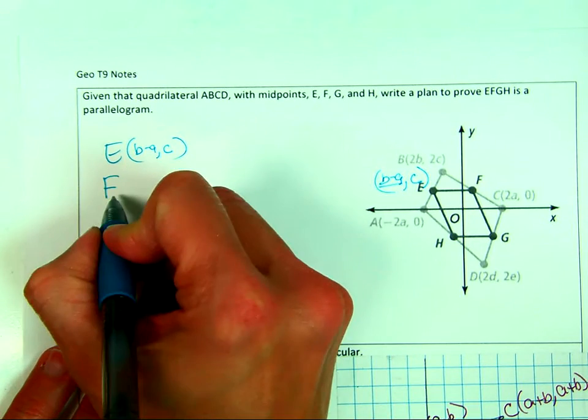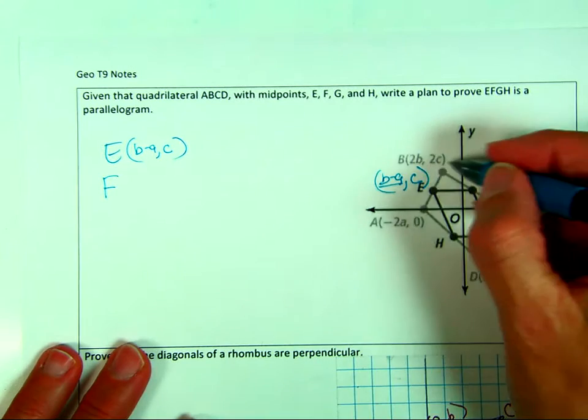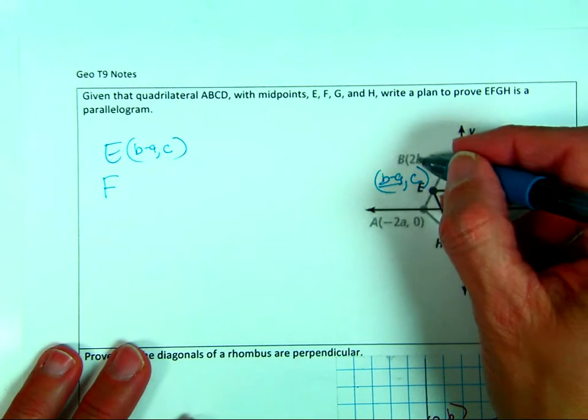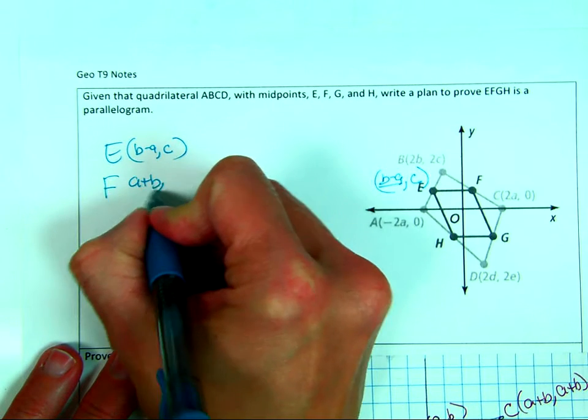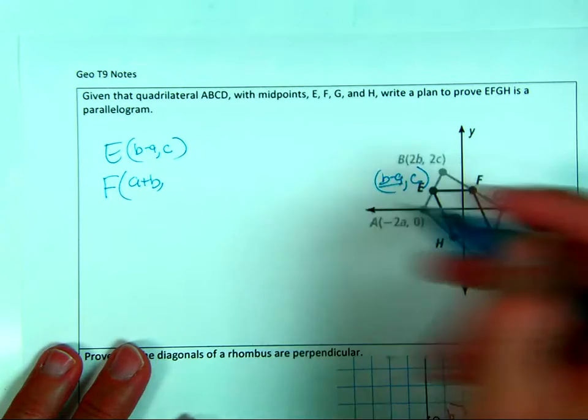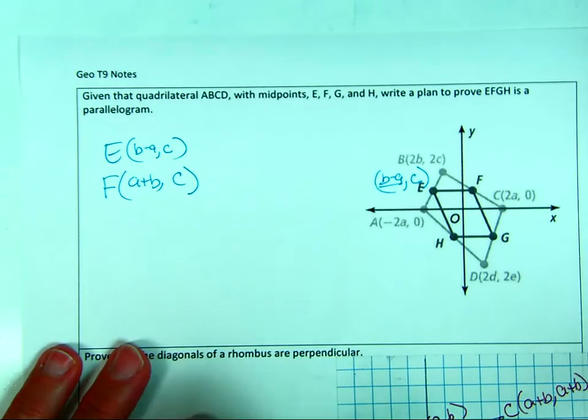And I'm going to find point F. So for point F, I'm going to find the midpoint of B and C. So 2B plus 2A divided by 2 is just A plus B. And 2C plus 0 divided by 2 is C.